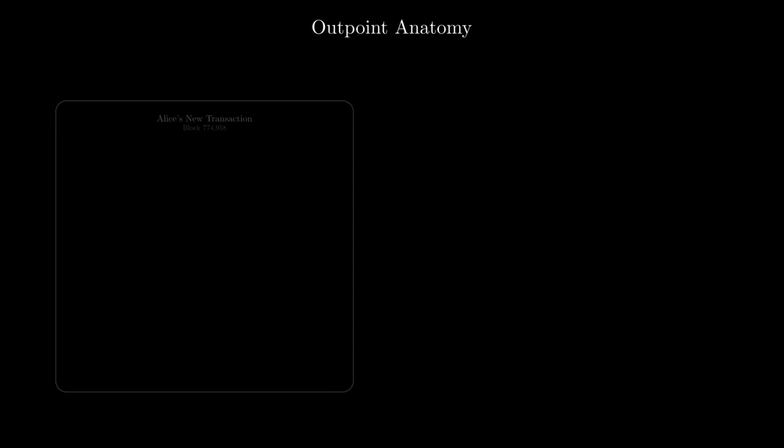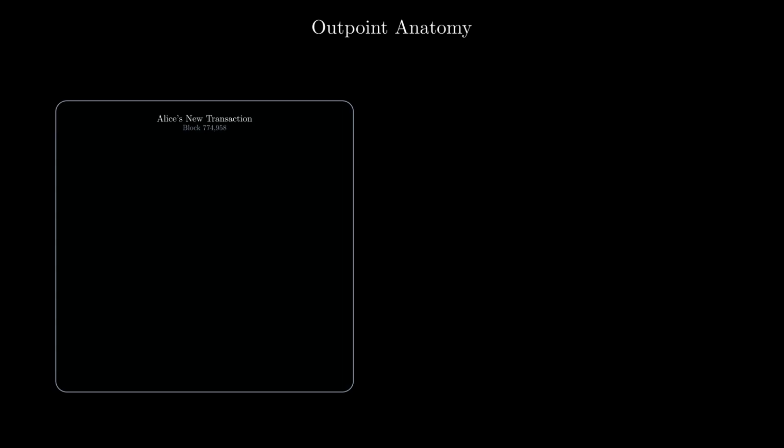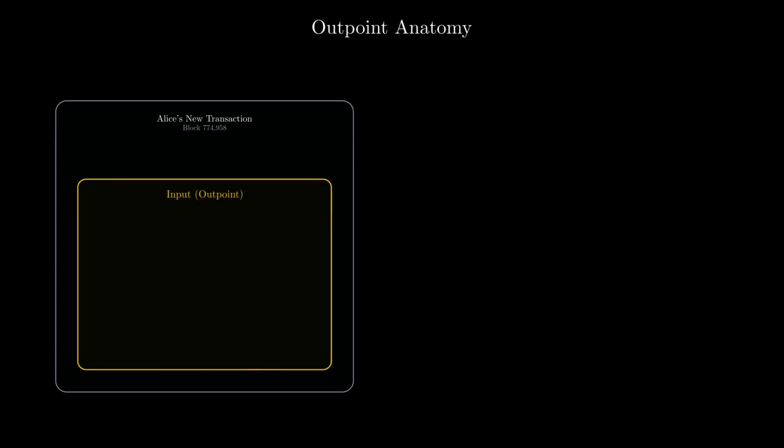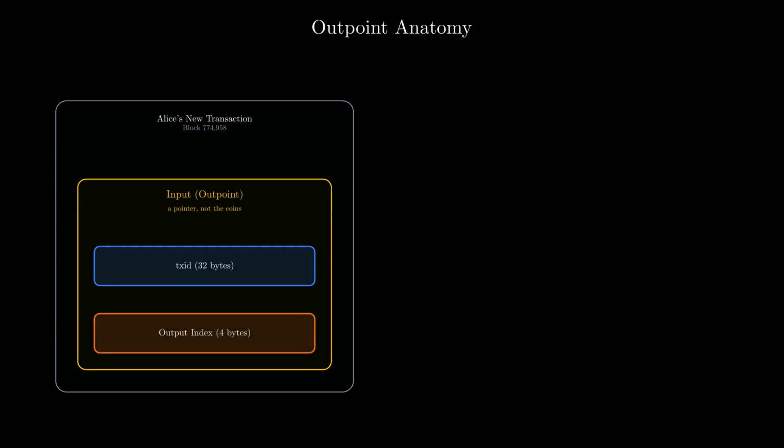Now that we know how many inputs there are, let's look at what each input contains. The first and most important field is the outpoint. An outpoint is a pointer, not the coins themselves. An input holds no value on its own. It references a previous output where value was assigned. The outpoint has two components: a 32-byte transaction ID called a txid and a 4-byte output index. The txid identifies the previous transaction. The output index selects which specific output within that transaction. Together, these 36 bytes point to exactly one previous output on the entire blockchain.